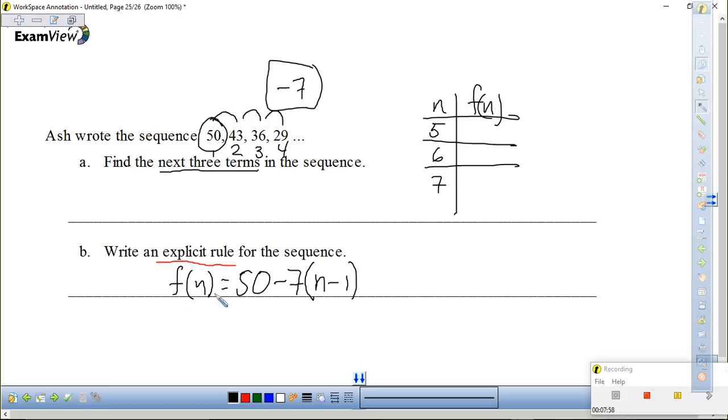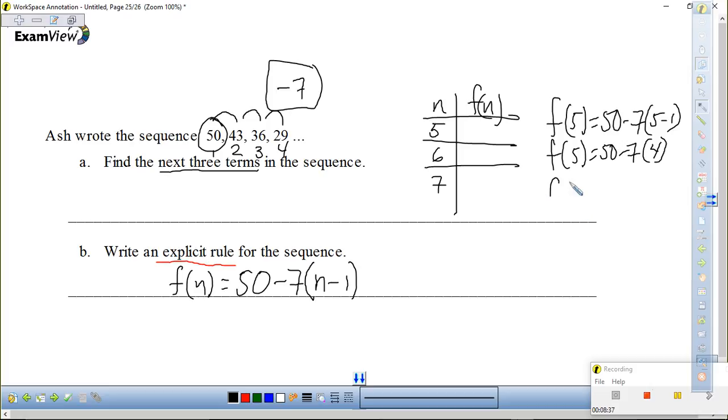Here's our rule. You have space on the left and on the right. Let's do the work over here. Or no, over here. I think you can fit it over here. F of, instead of n, what do I write? What is my first value? 5 equals 50 minus 7 times 5 minus 1. F of 5 equals 50 minus 7 times, what is 5 minus 1? Very good, 4. F of 5 equals 50 minus 28. Therefore, f of 5 equals 22.